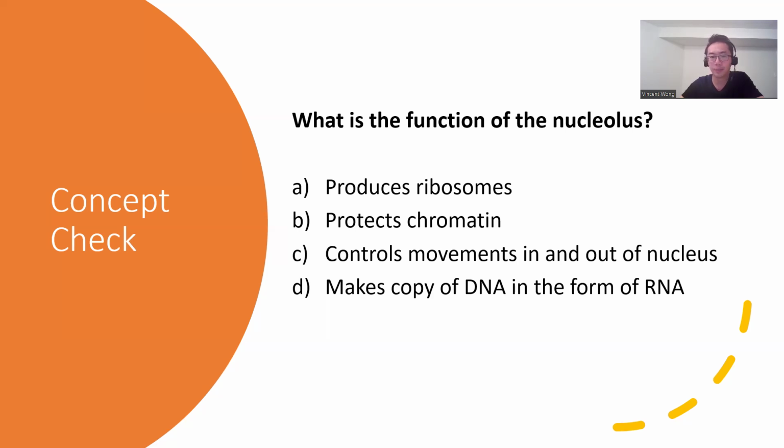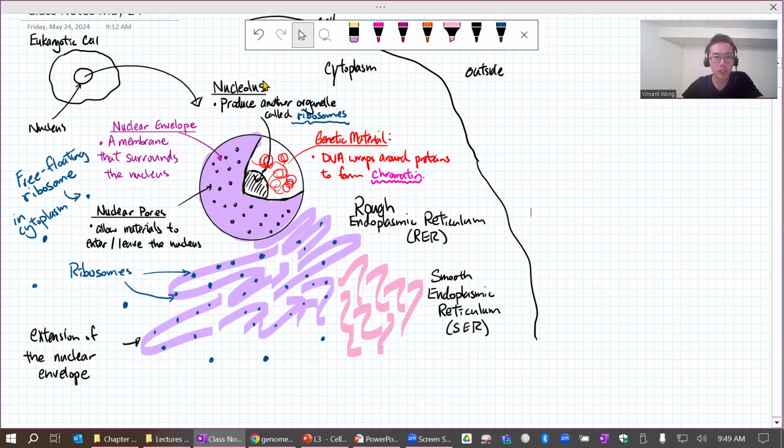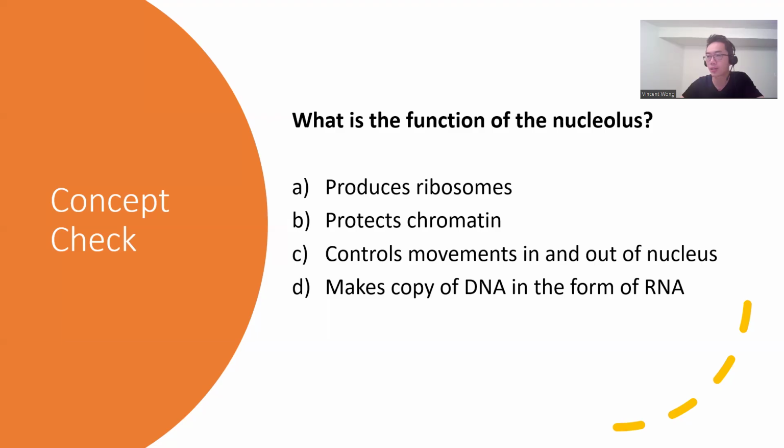If you took the notes, you will see that the nucleolus up here produced another organelle called the ribosomes. So the correct answer is A, produces ribosomes.